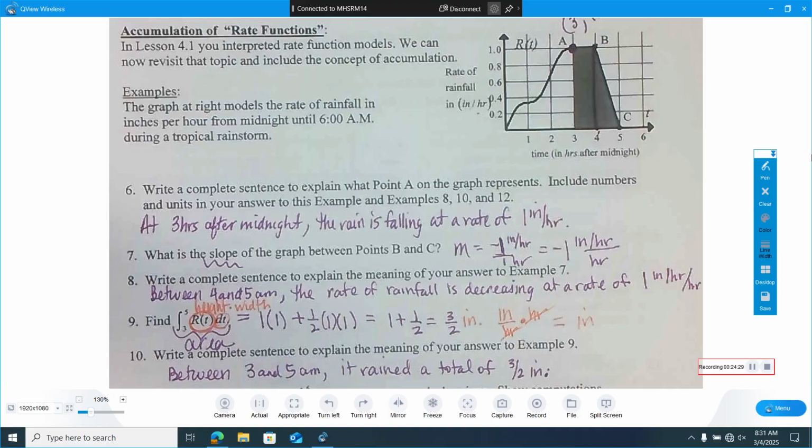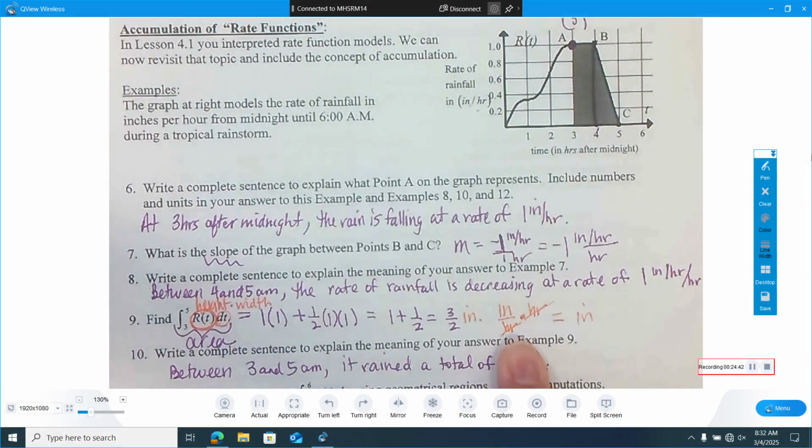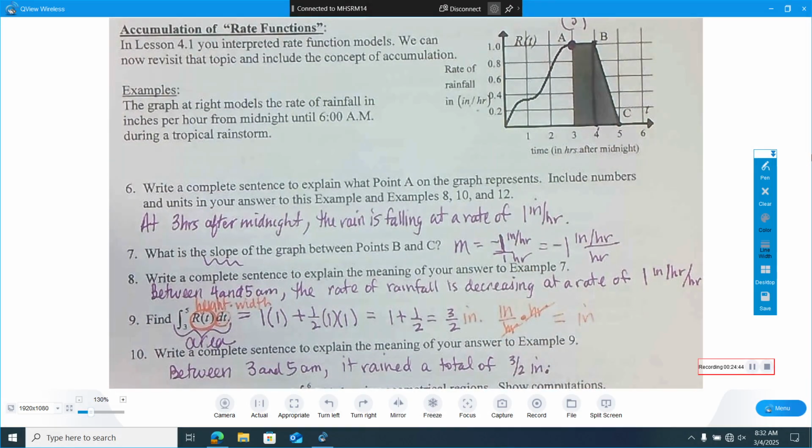So that is the accumulation of the rainfall. All right, does that make sense to you? All right, so I think this is the biggest thing for me: what we can learn just by analyzing the units. And I think that's amazing.